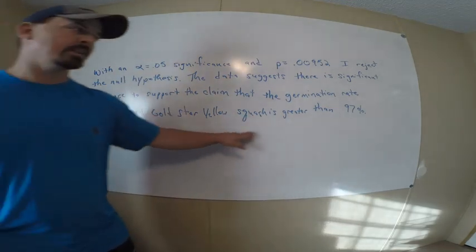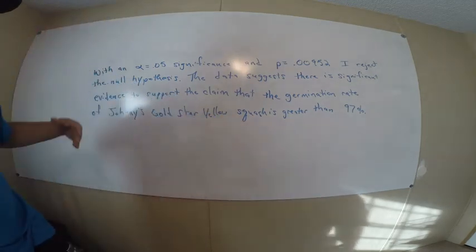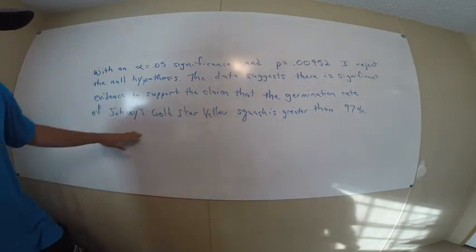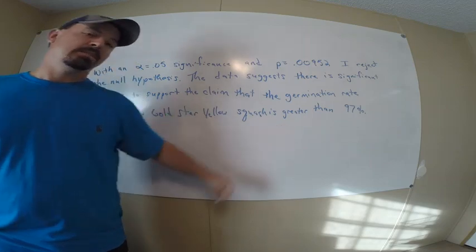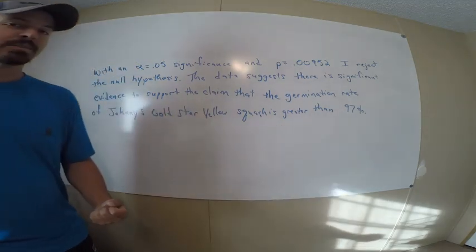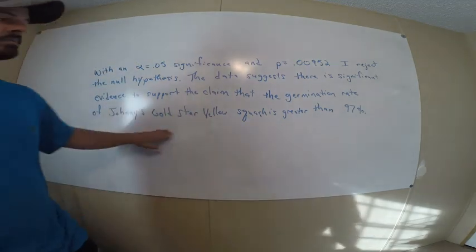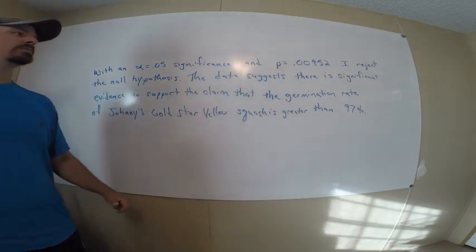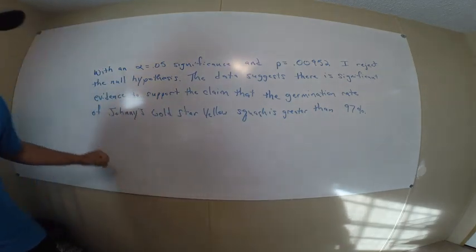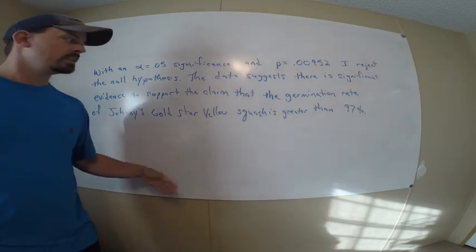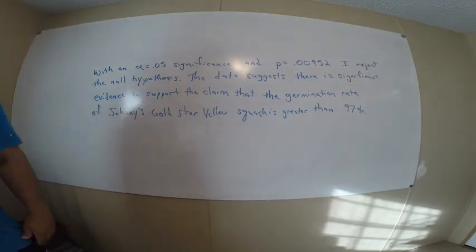You want to say it is greater than 97%. You don't want to say that it is 99%, for instance. All we've shown is it's greater than 97%. That doesn't automatically mean that 99% is our new percent. We just know from our test that it's greater than that initially thought 97%. So that's how I put that. There's several other ways you can word it, but this is a good way to word it here.